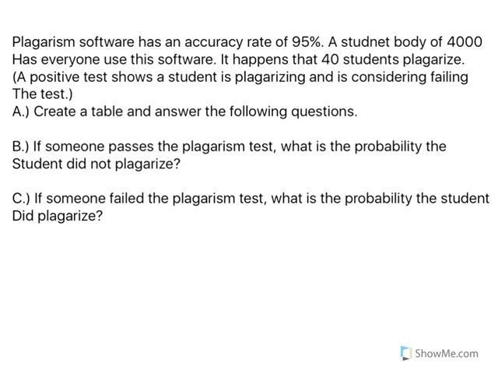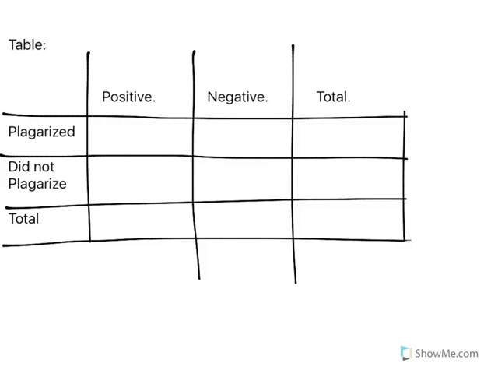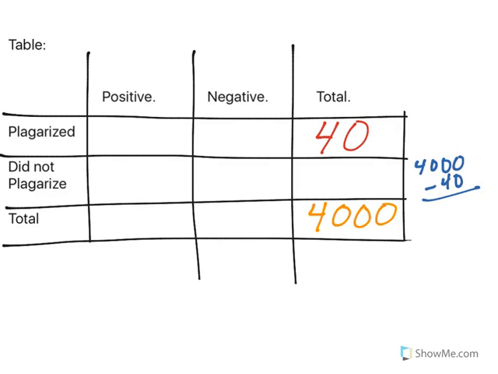So we are going to create a table to answer questions B and C. Okay, so let's go ahead and think about our table using 4,000 students, 40 of them are big fat cheater faces, and we have a 95% accuracy rate. So, to start, we have 4,000 total. Okay, and we know from the previous page that 40 of them are big fat cheater faces. So to find how many did not plagiarize, we will take the 4,000 total and subtract the 40. So 3,960 of them did not plagiarize. I hope that makes sense.